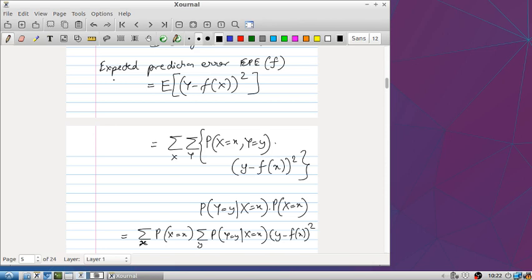I'm not restricting f in any way. If you remember linear models, f of x was actually beta transpose x, some linear function. Here I'm not going to say anything about f. Give me the best f that you can give me.